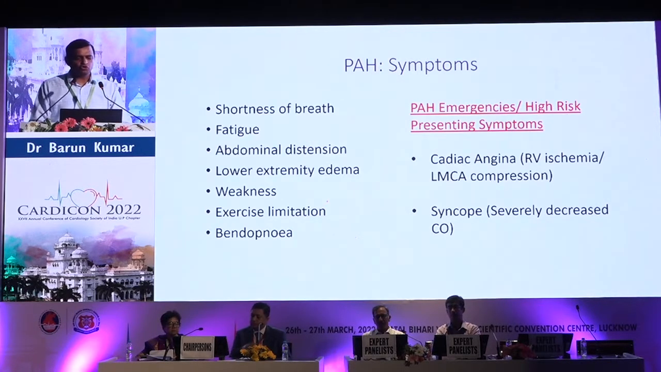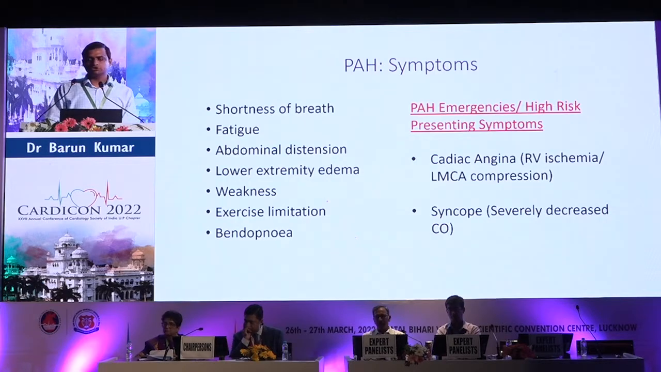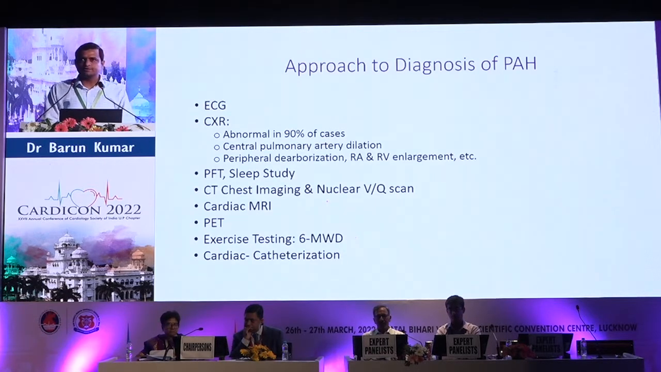The symptoms, as you all know, are shortness of breath, fatigue, abdominal distension, lower extremity edema, weakness, all the features of right heart failure. There are some PH emergencies like cardiac angina, which may be due to RV ischemia and left main coronary artery compression by the enlarged pulmonary artery, and syncope. So how do we approach a patient? Of course, for us cardiologists, ECG, X-ray, and echo are the baseline. And echo many times is the predictor which leads us to suspect that the patient might be having pulmonary hypertension.